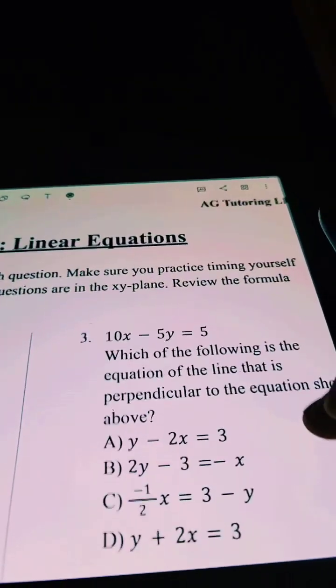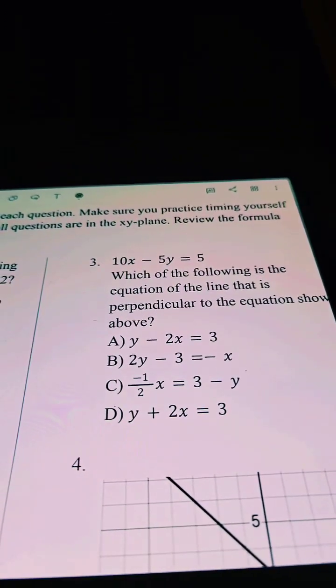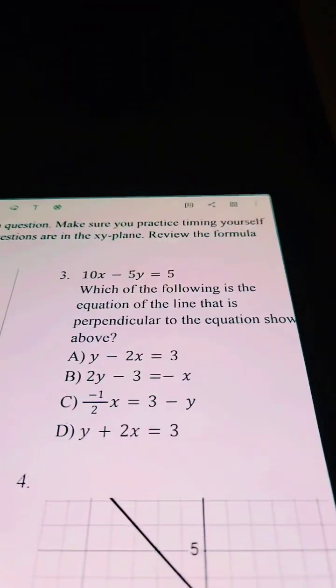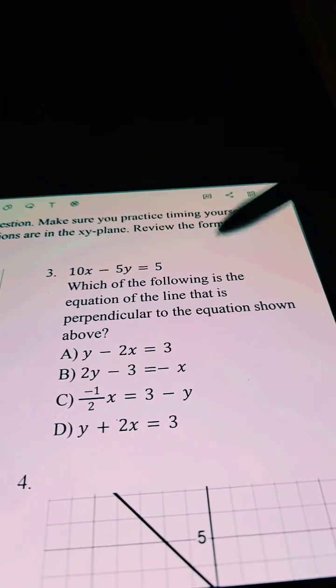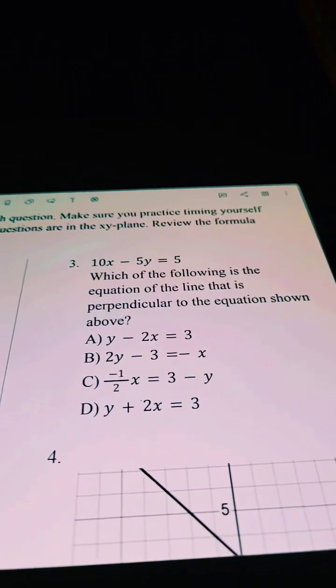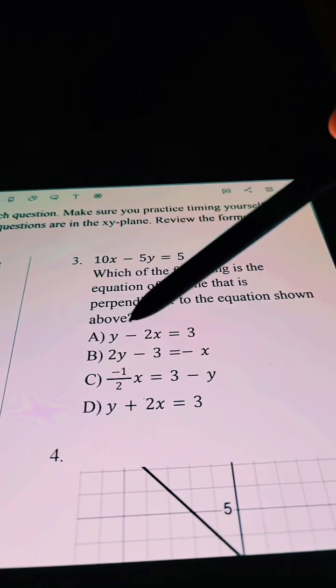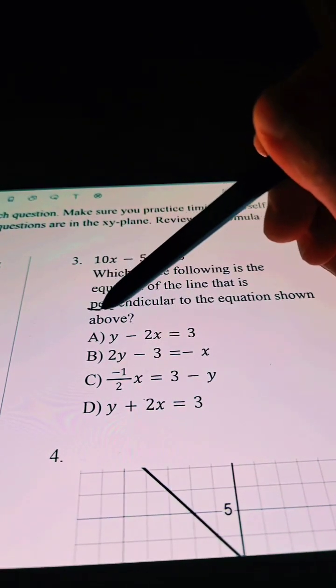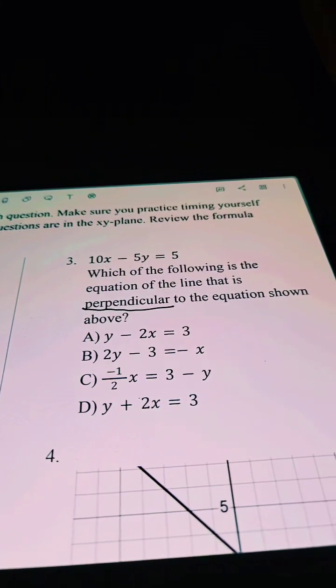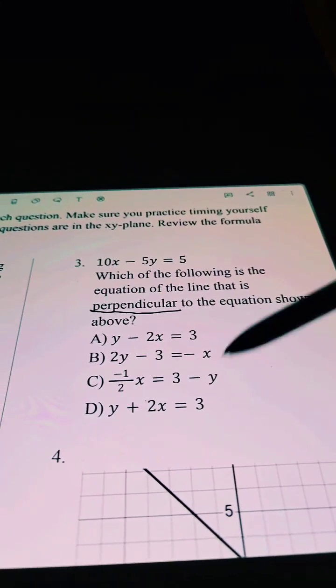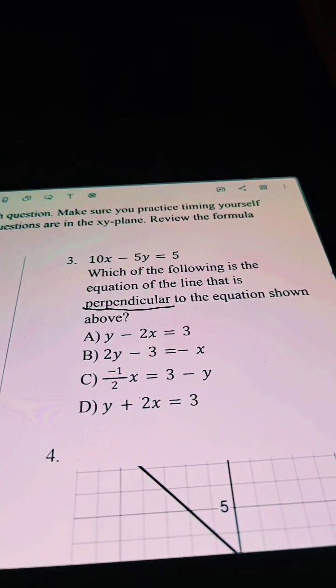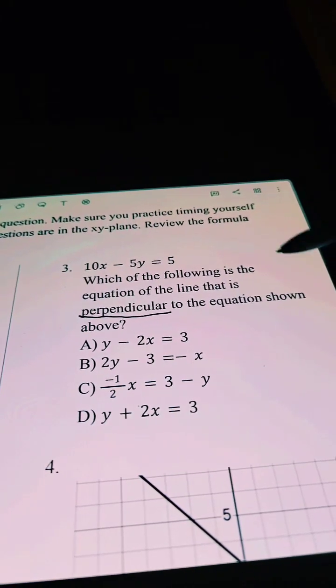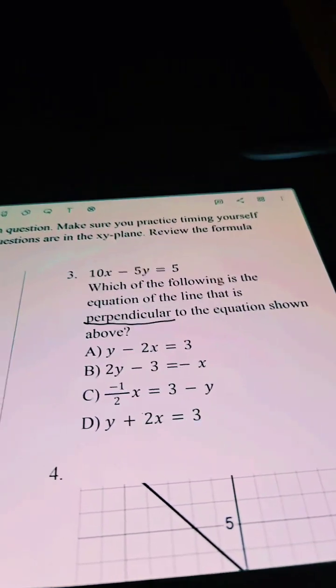And then let's go to number 3. For number 3, we have this equation right here, and we want to know which of these equations is the line that is perpendicular to the equation above. So remember, perpendicular means that the slope for this line, the perpendicular line, has to be the negative reciprocal of whatever the slope is for this line.